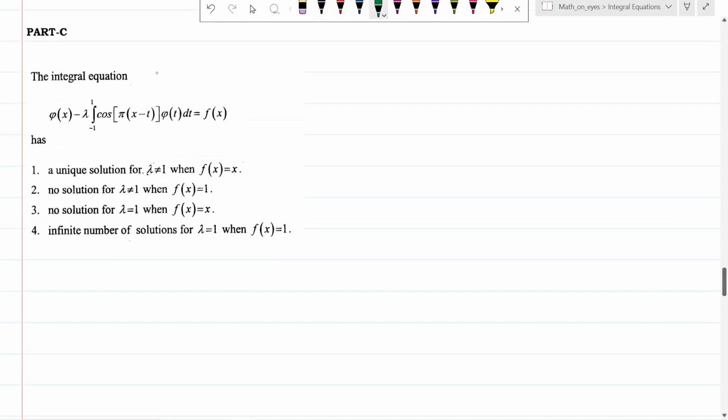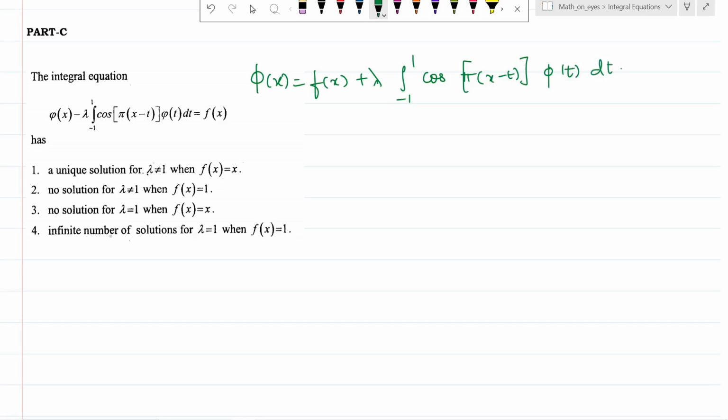Next question, in part C. The integral equation phi of x is equal to minus lambda. Okay, we will rearrange and write the problem. Phi of x is equal to f of x plus lambda times integral minus 1 to 1 cos of pi of x minus t into phi of t dt. Now we need to verify the nature of the solution.